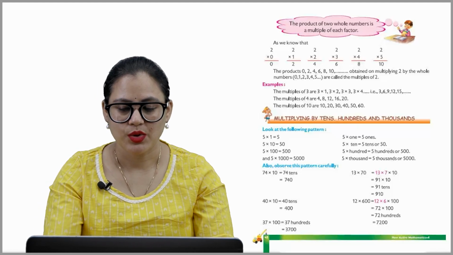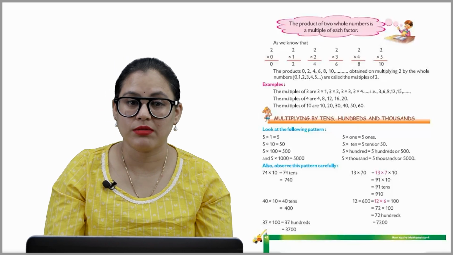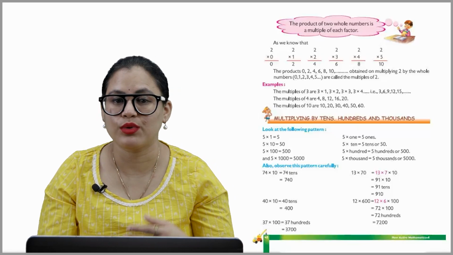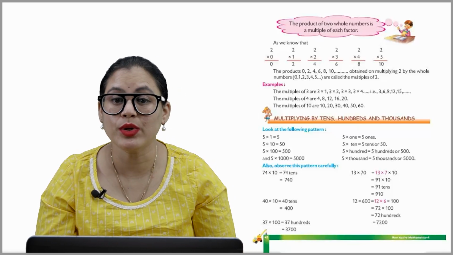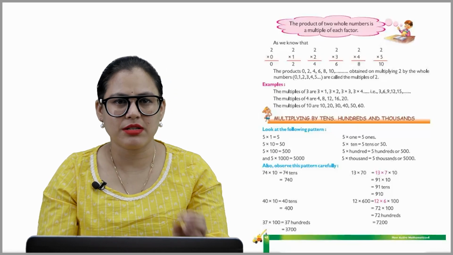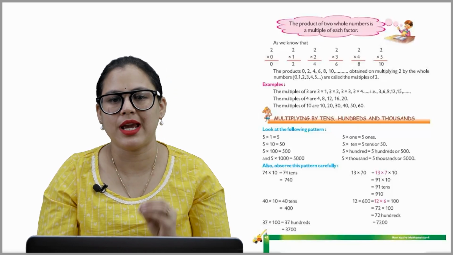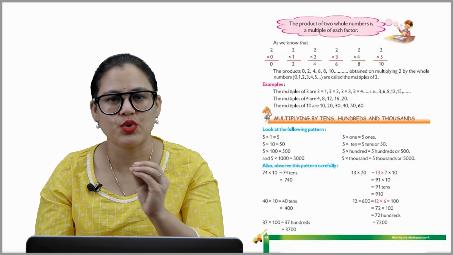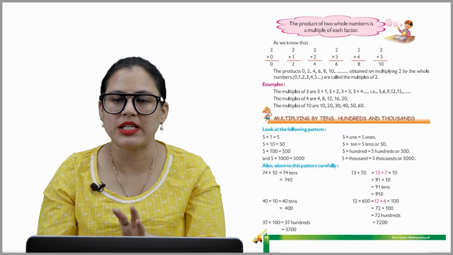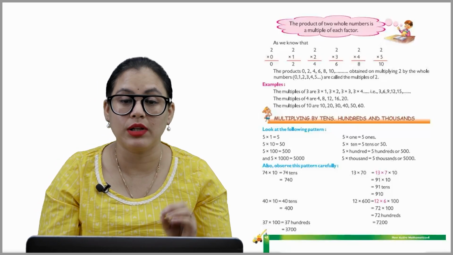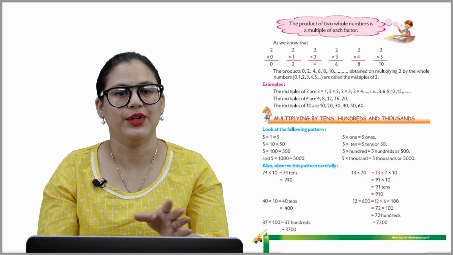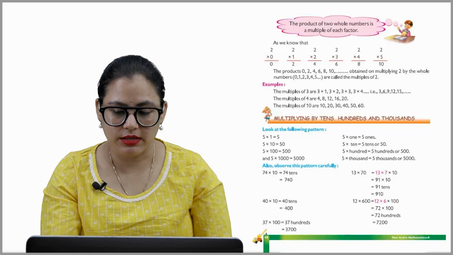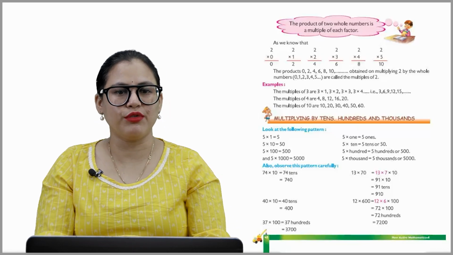As we know, 2 into 0 is 0, 2 into 1 is 2, 2 into 2 is 4, 2 into 3 is 6, 2 into 4 is 8, and 2 into 5 is 10. The products 0, 2, 4, 6, 8, 10 and so on, like 12, 14, 16, obtained on multiplying 2 by the whole numbers are called the multiples of 2. See, these are the products and these are the multiples of 2.